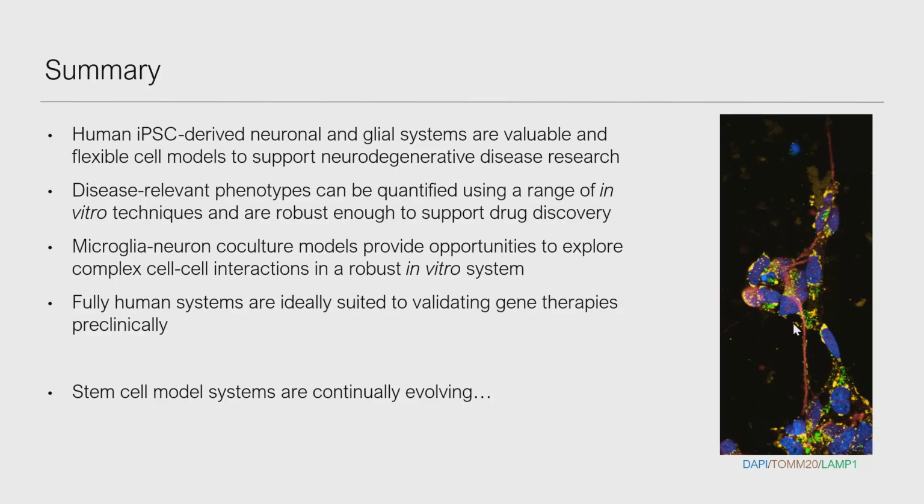The co-culture systems, so I've shown you microglia neuron co-culture models, but also tri-culture systems provide really interesting opportunities to explore cell-to-cell interactions in a robust in vitro system that is fully human. And these fully human systems are particularly well suited to validating gene therapies or any molecules where species cross-reactivity is not perfect, in addition to obviously providing that increased translational value. And I guess my final point is that these model systems are continually evolving. We're constantly trying to improve our understanding of the systems, as are many other groups. So it's an exciting space.